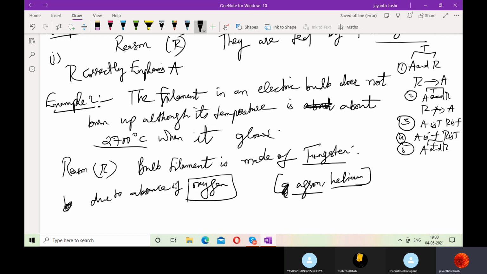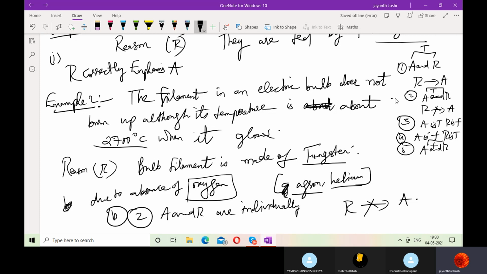Both the statements are right. A and R are individually right, but R is not a correct explanation of this assertion. So I can say the answer is B, 2. That's this one.